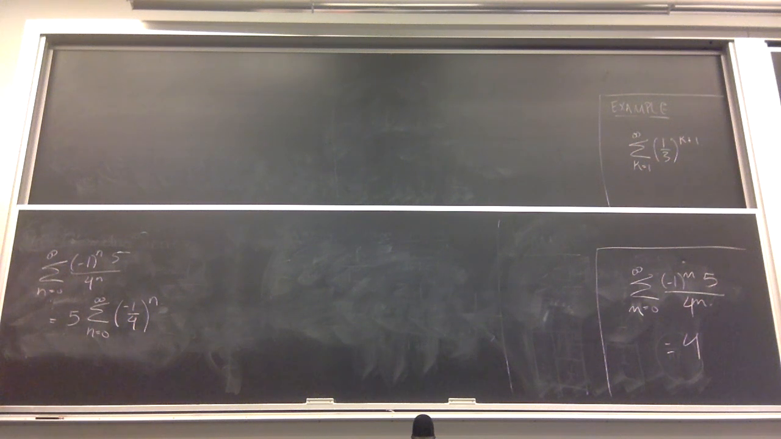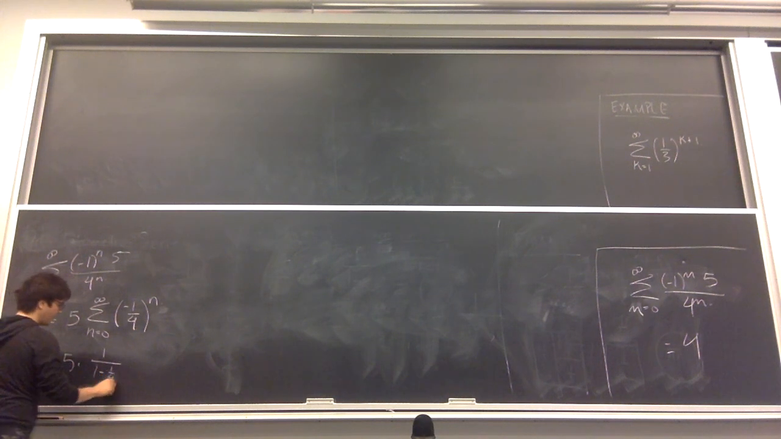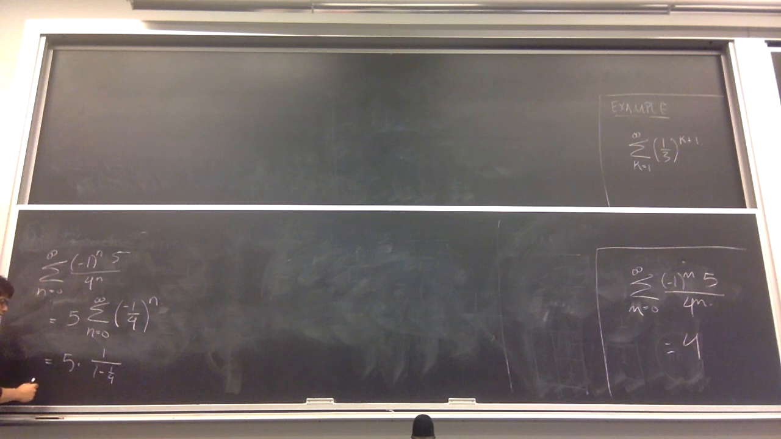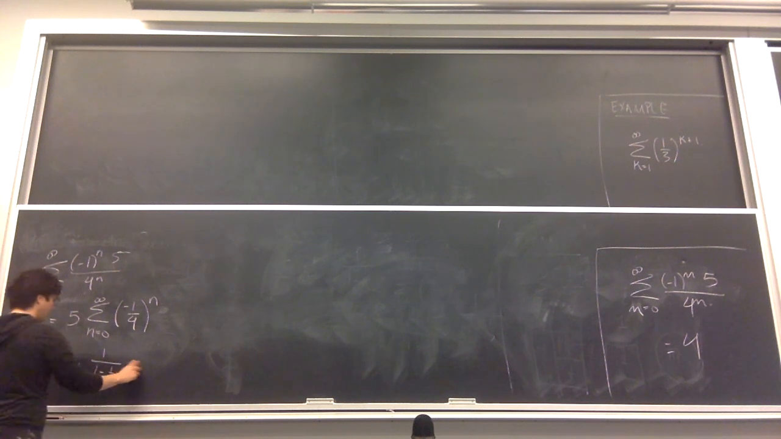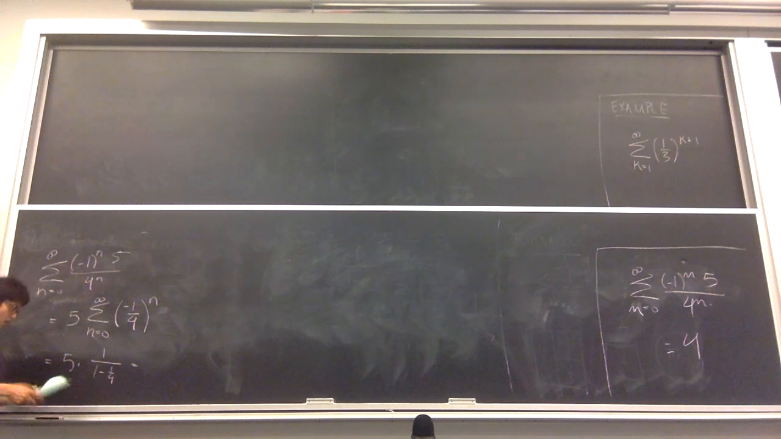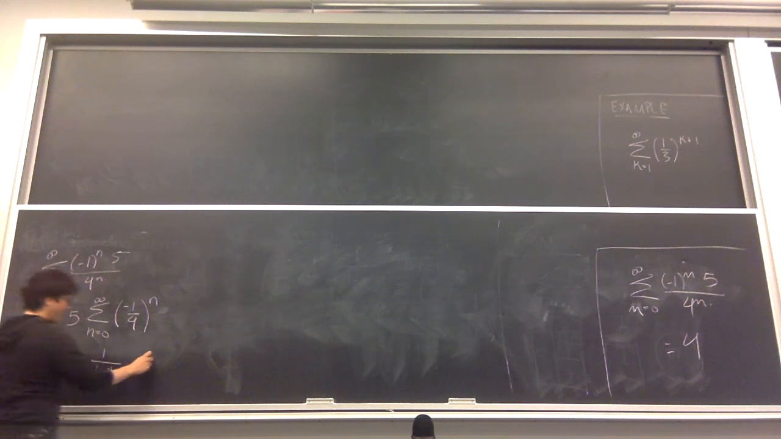Is that what everyone got? Yes. And then this one is easy, right? This is just 5 times 1 over 1 minus a quarter. This is 3/4, so 3/4 becomes 4/3. Wait, oh, yes, 1 minus a quarter. Thank you. That's the lesson I'm trying to teach, that this could be negative, and it will still work. So you get 1 over 1 minus a quarter, which is 5/4, which cancels with that, which makes it a 4.